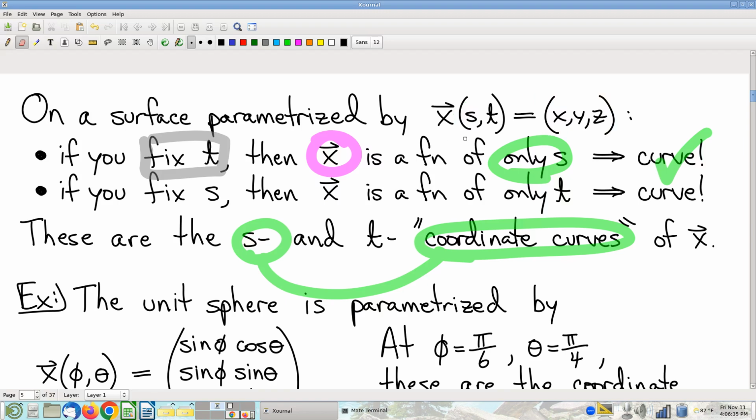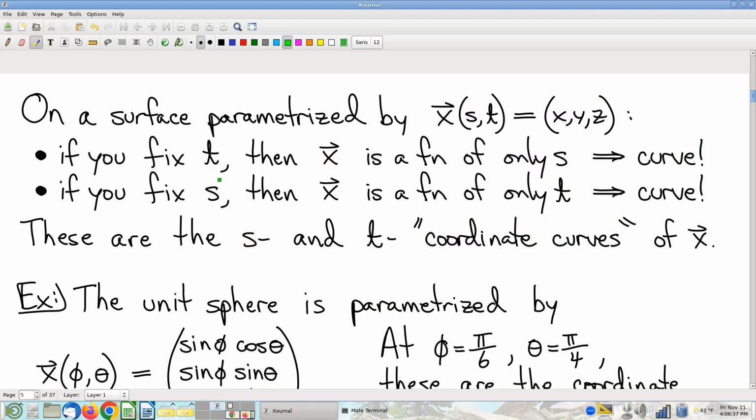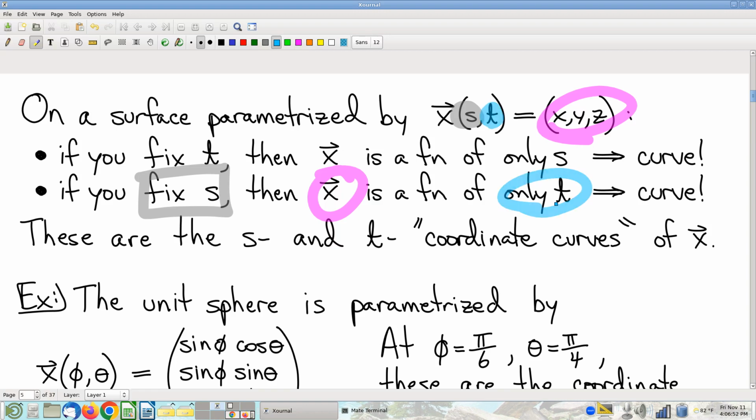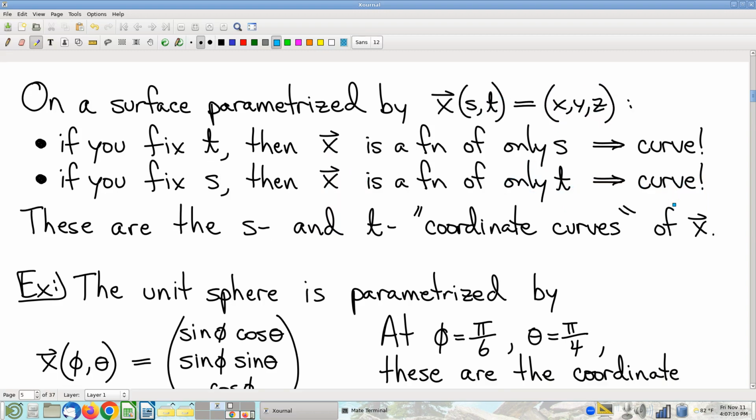Okay. Likewise, the other way around, of course. If you were to fix S, now S is constant, not allowed to change. Well, now I have position as a function of just t, I guess. And position as a function of just the one parameter means, again, curve. So when you have a parametric surface, you can talk about the two different coordinate curves in this way. And let me show you an actual hands-on example.